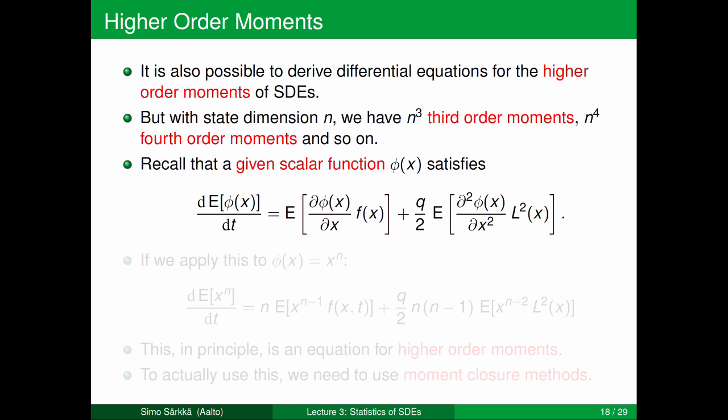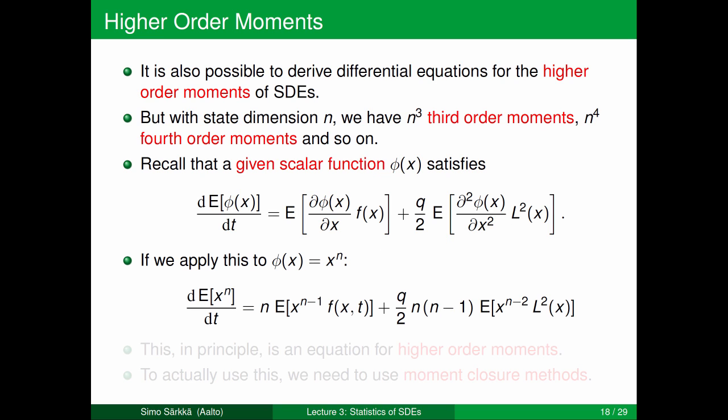So recall that the given scalar function phi of x, where x is scalar, satisfies the following differential equation. So the time derivative of the expectation of phi(x) is equal to the expectation of the partial derivative of phi with respect to x times f(x) plus q over 2 times the expectation of the second derivative of phi times L to the power 2, where we have assumed that the stochastic differential equation is dx is equal to f(x) dt plus L d beta.